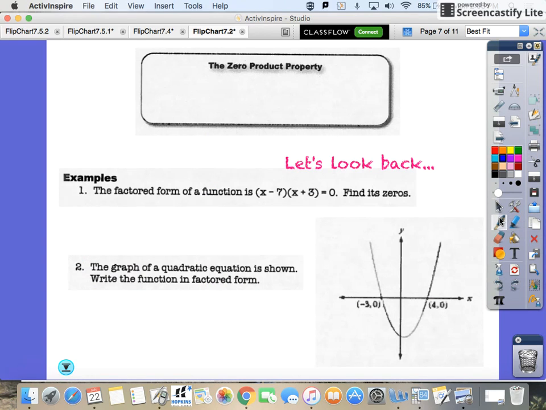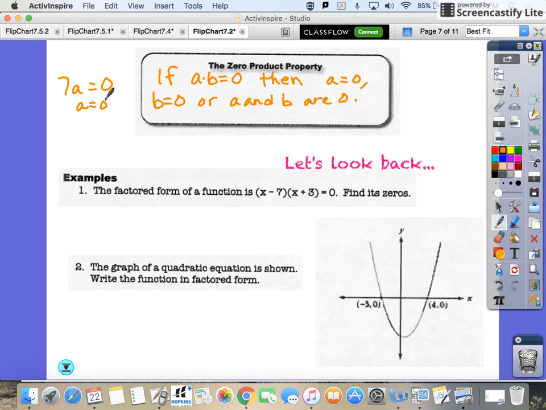So there's something called the zero product property. This is a really fancy way to say something really simple. It says that if a times b equals 0, then one of the two of them must be 0. So a equals 0, b equals 0, or a and b are both 0. For example, 7 times a equals 0. It's pretty clear that a must be 0. If it was like 12 times b equals 0, it's pretty clear that b must be 0. It could be 0 times 0 also. So that's what the zero product property says.